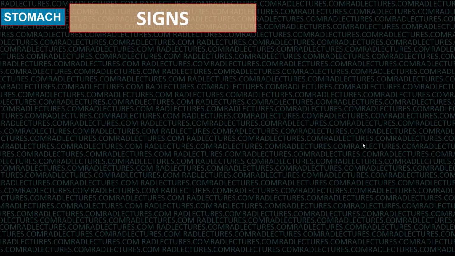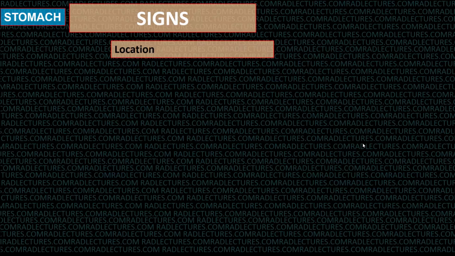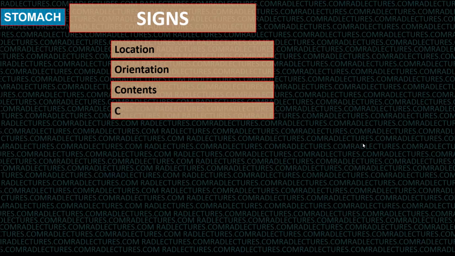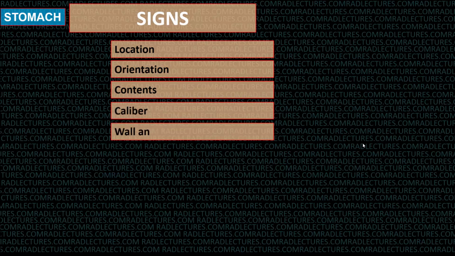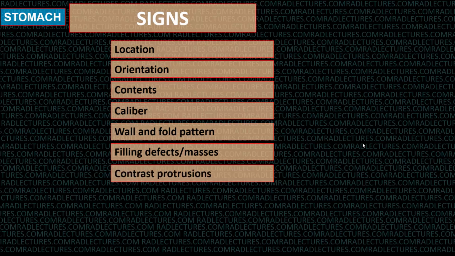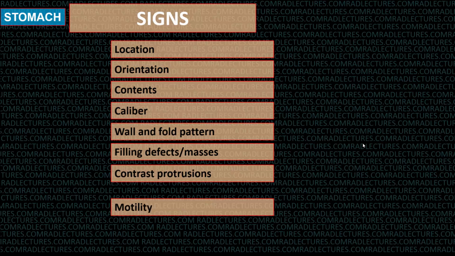Once you have imaged the stomach, how are you going to identify the disease, or how are you going to interpret it? Again, you have to be systematic. We went through the systematic approach to GI interpretation, and I'm going to go the same way again. First thing is location. Second is orientation. Then you look at the contents of the stomach, caliber of the stomach, wall and fold pattern, filling defects and masses, contrast protrusions, and motility.